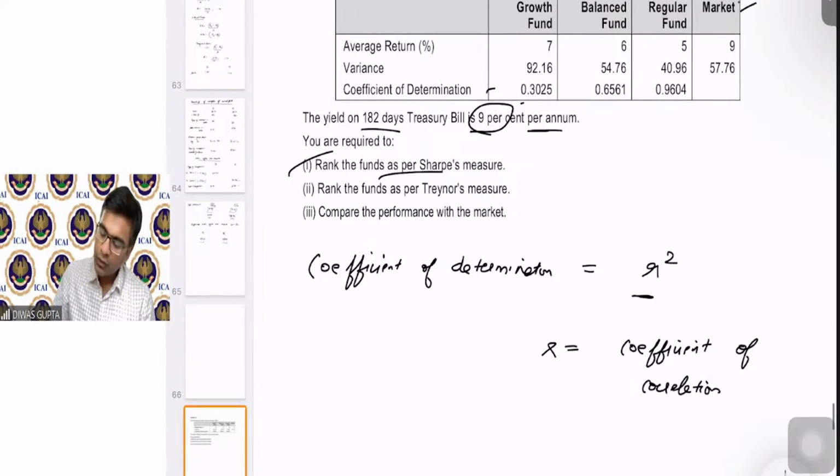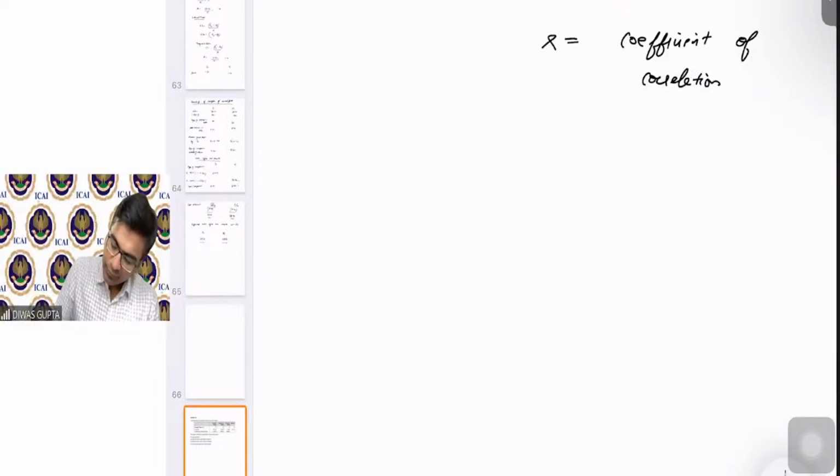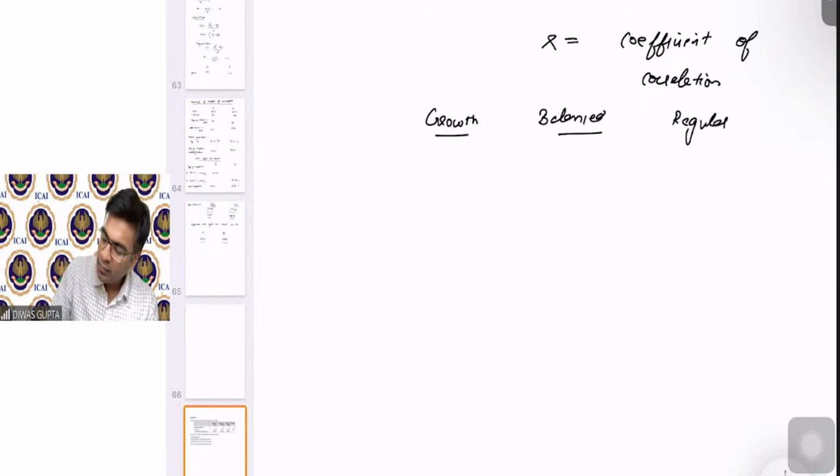Correct. Now, students, first of all, we need to calculate what is the standard deviation and beta, because in the next step, they're also asking us to calculate Treynor's ratio. So we have to also calculate beta as well as standard deviation. How we can calculate? Growth fund, balanced fund, regular fund, and market. These are four types of funds.